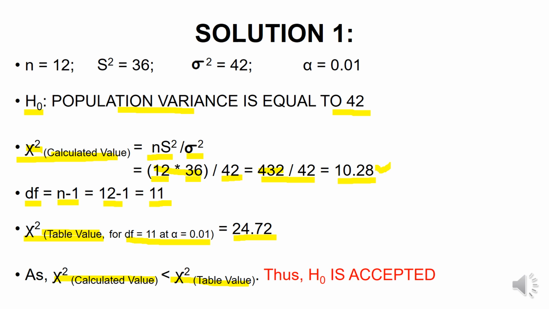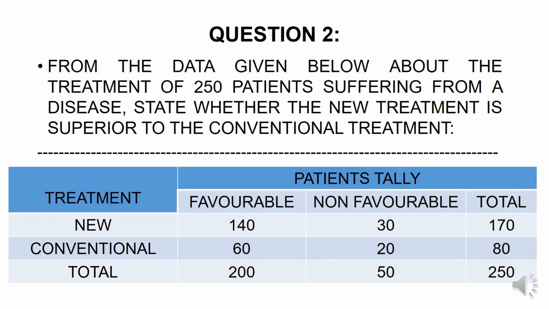Thus it can be concluded that H0 is accepted in this case, which means that the population variance is equal to 42. Continuing with the numerical part, now we'll solve question number 2. Question number 2 relates to the data which specify the treatment of 250 patients suffering from a disease, and on the basis of the table given below, you are required to state whether the new treatment is superior to the conventional treatment.